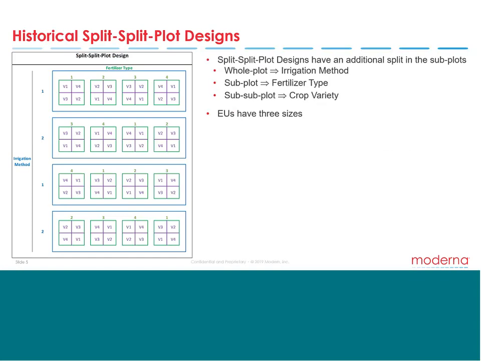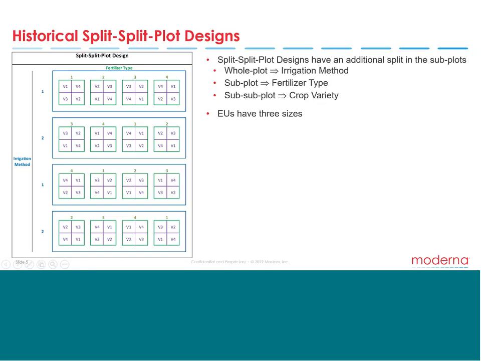Okay, so just moving on to elaborate a little bit more on these historical examples. You can further split these plots into more sections. Say, for example, we wanted to study irrigation method and fertilizer type, but we also wanted to add another factor like crop variety to see what its impact is on crop yield. So you could then split the subplots a second time and plant different varieties of a crop.